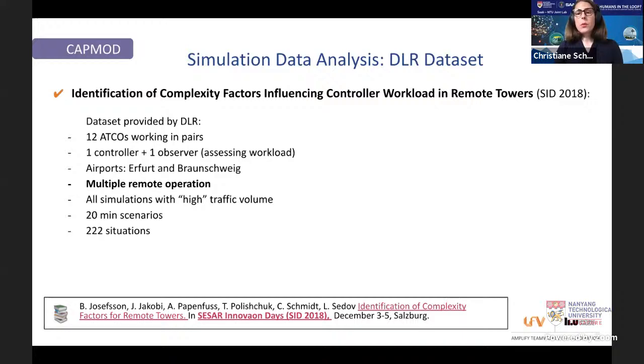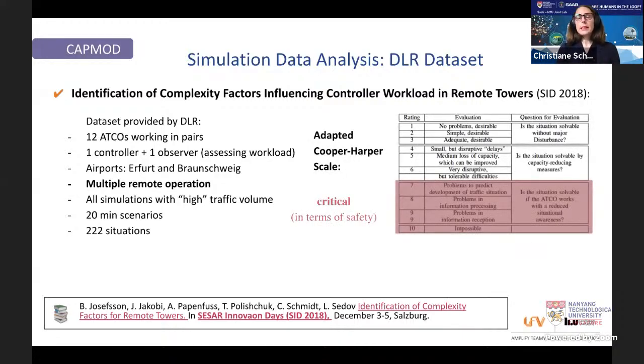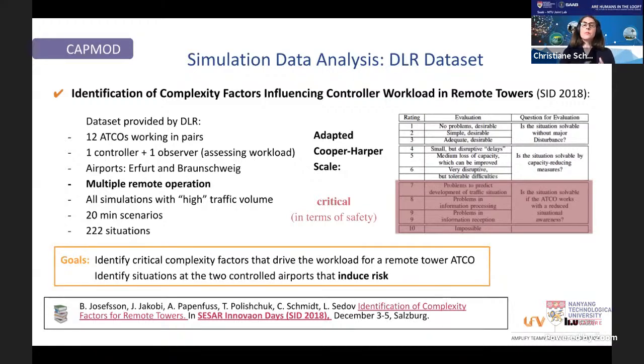To assess the workload, we used the adapted Cooper-Harper scale, which you can see on the right, where we're in particular interested in those ratings that we deem critical in terms of safety. That means that the situation can only be handled by the controller either with reduced situational awareness or it's impossible to handle. Our aim was to identify the critical complexity factors that drive the workload for our controllers in the remote tower, in particular those situations where something happening at the 2 airports simultaneously will result in a risk.